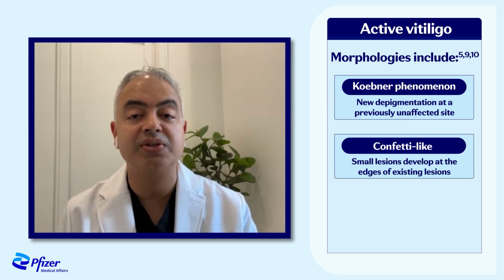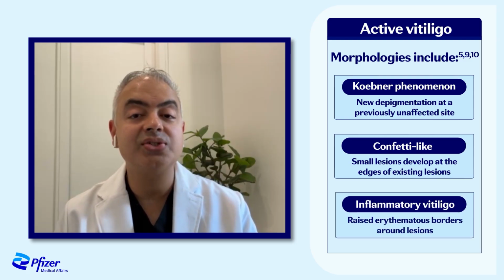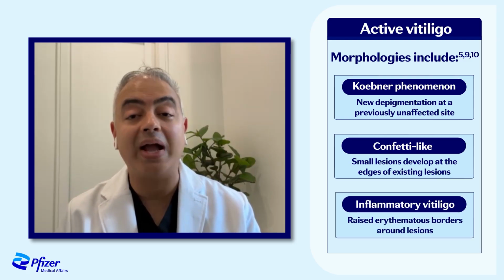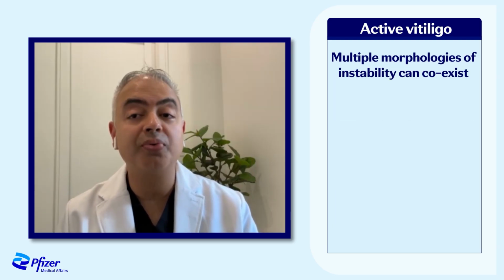The Koebner phenomenon, where new depigmentation occurs at a previously unaffected site after skin injury, confetti-like depigmentation in which small lesions develop at the edges of existing lesions, and inflammatory vitiligo, where raised erythematous borders develop around the lesions. Notably, multiple morphologies of instability can coexist in some patients.